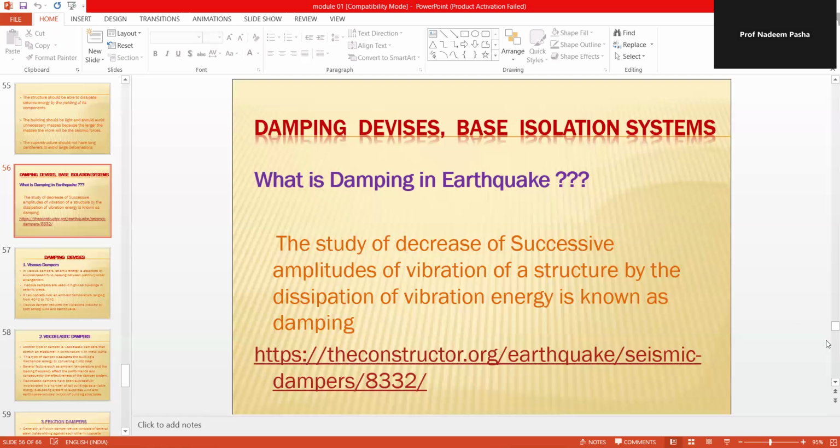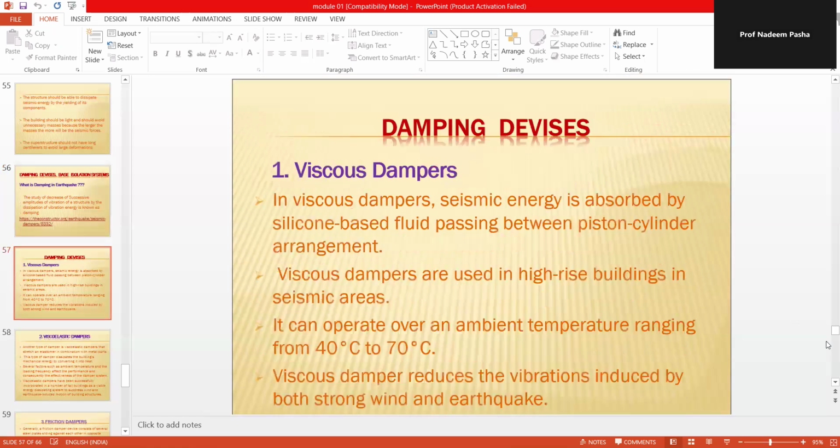Now we will see what the different types of dampers or damping devices are. The first type of damper is the viscous damper. What do you mean by viscous damper? In a viscous damper, seismic energy is absorbed by silicon based fluid passing through a piston cylinder arrangement. So the seismic energy is being absorbed by a silicon based fluid which passes through the piston cylinder arrangement.